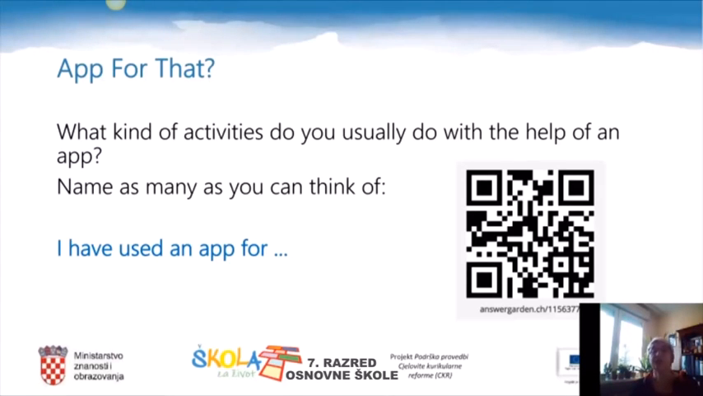You can do it in two different ways. You can use your notebook and write sentences there: I have used an app for, plus the activity. Or you can go to the answer card and find the QR code on the screen. You can scan it, or you can go to this channel, Answer Garden channel 1156377. You will find a number of answers there already by other learners. Just add yours.